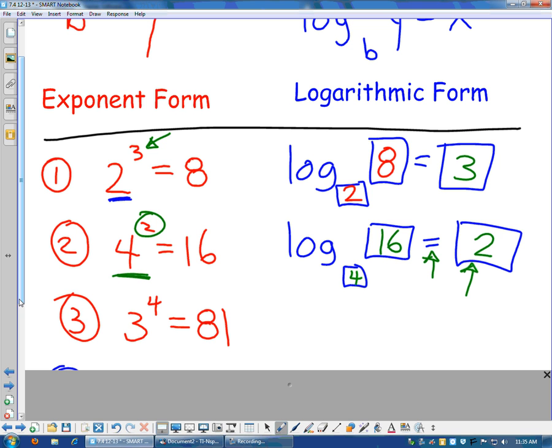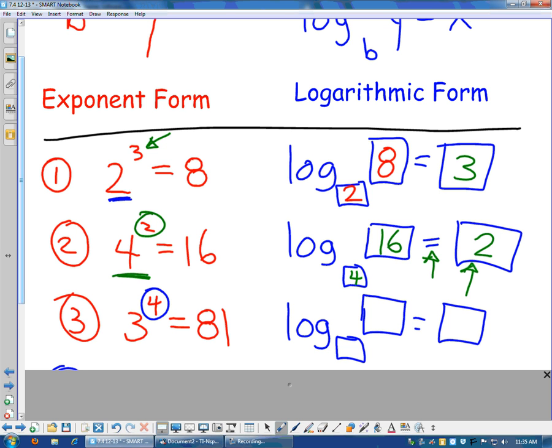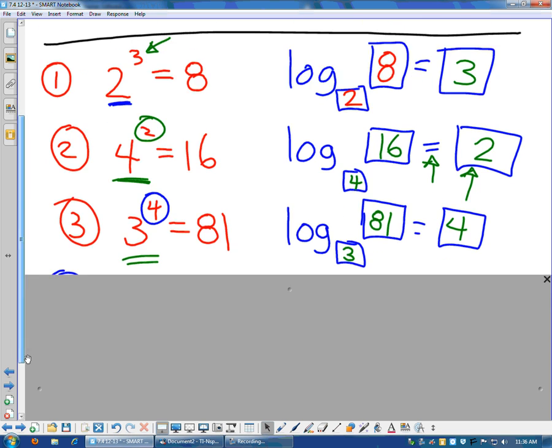3 to the fourth is equal to 81. So we want log to the base something of something equals something. Well, what is the log? The log is the exponent. That means this exponent right here goes right here. And the base was 3, so the 3 goes here. And log to the base 3 of 81 is going to give us 4. What this is really saying is 3 raised to what power gives me 81? Well, 3 to the fourth power gives me 81.